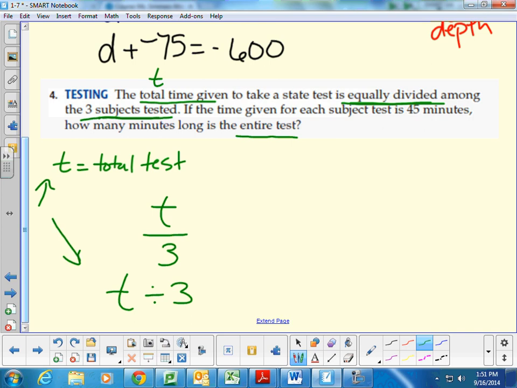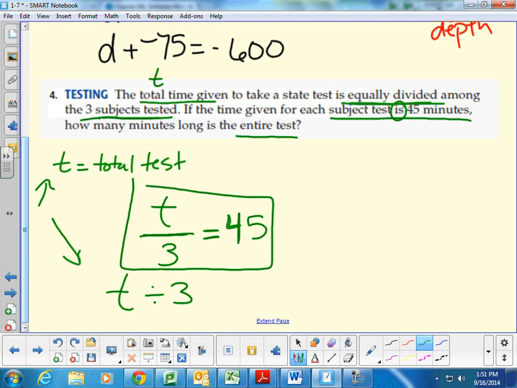And the total test divided by 3 gives me 45 minutes per test. So the total test divided by the 3 subjects gives me 45 minutes per subject. So this matches the situation. And if I wanted to find out how long the total test was, I would just multiply that 45 times 3. But I don't need to do that in this situation. It just wants me to define an equation.